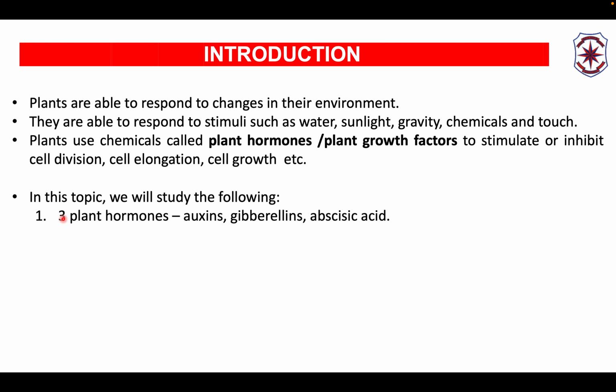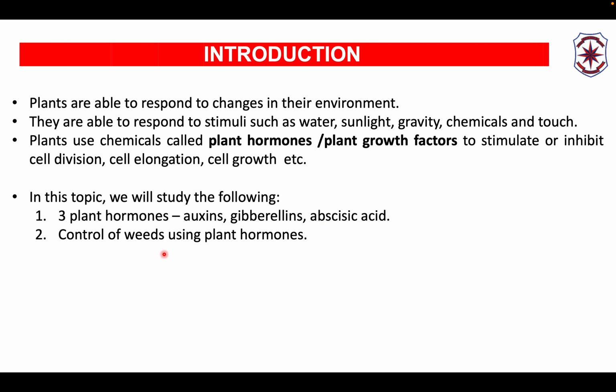We are going to study 3 plant hormones: the auxins, the gibberellins, and the abscisic acid. Where are they produced in the plant body? And what functions do they perform in order to help the plants to respond to the environment?